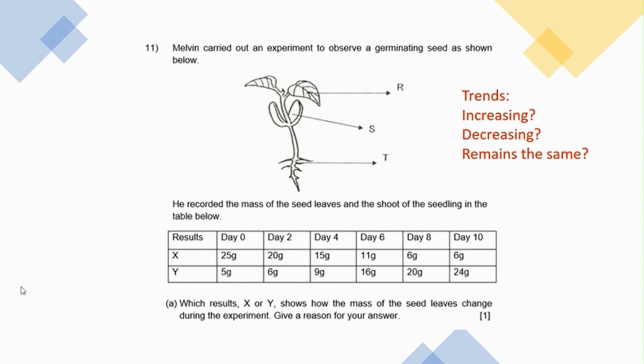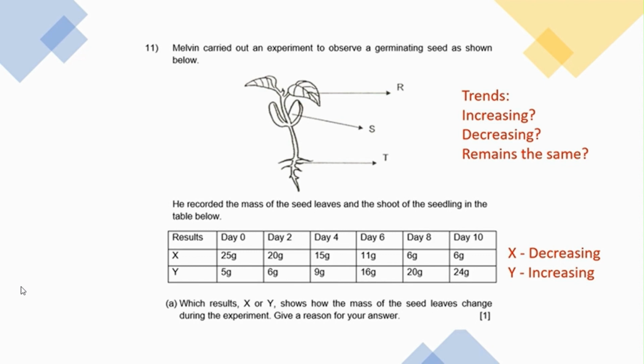Looking at results X, you can see that the trend is decreasing because from 25 grams to 20 to 15 and so on. For Y, you can see that it's increasing because from 5, 6 to 9 grams. Now let's look at the question. Which results X or Y shows how the mass of the seed leaf changed during the experiment? Give a reason for your answer.